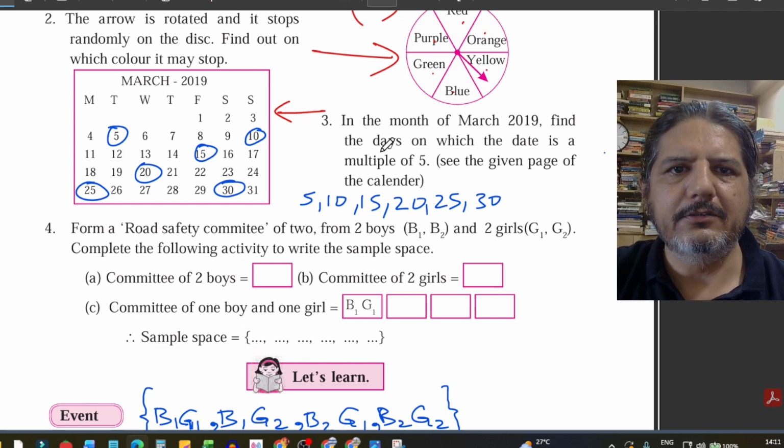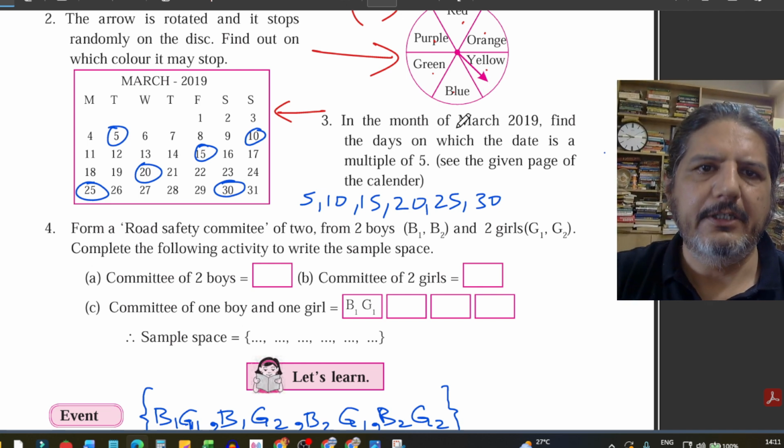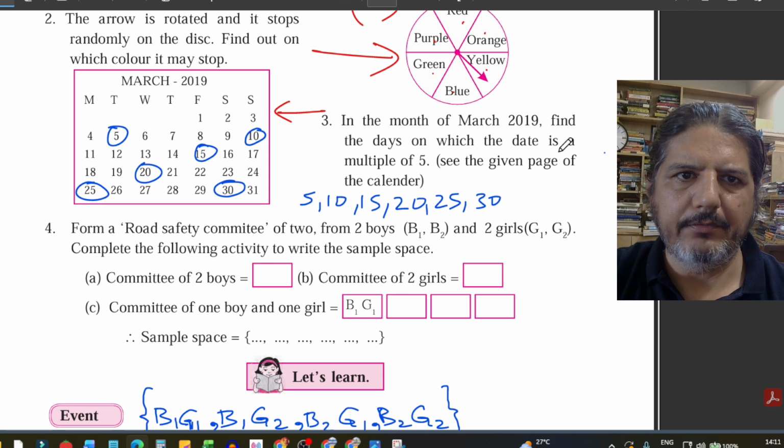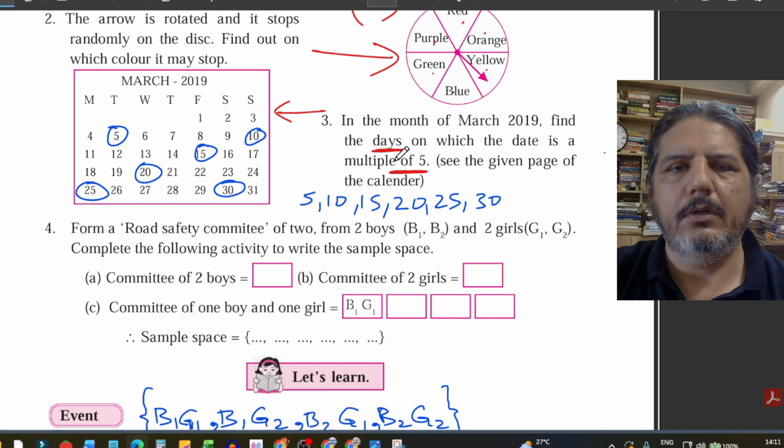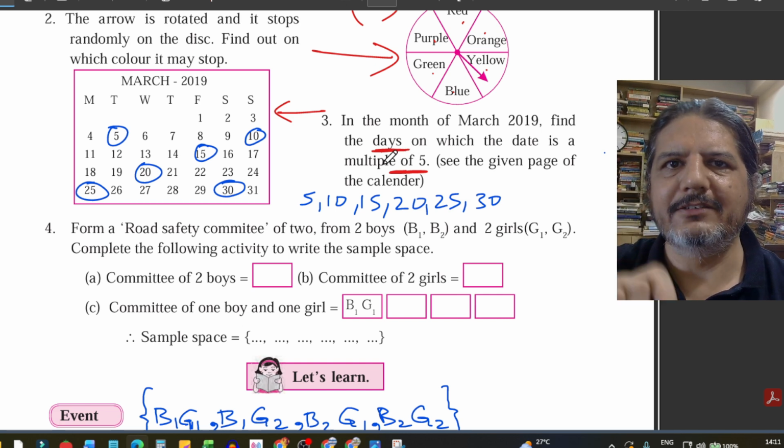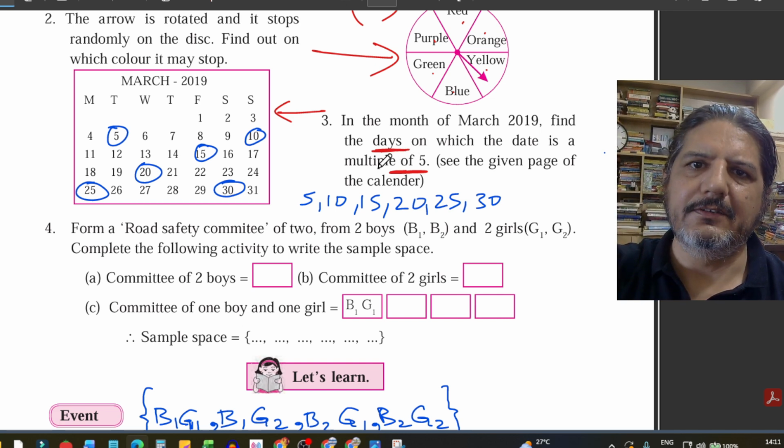is to find the days on which the date is a multiple of 5. So the date is a multiple of 5: 5, 10, 15, 20, 25, 30. Now what you need to understand is you have to write the days. So days are Monday, Tuesday, Wednesday, Thursday.